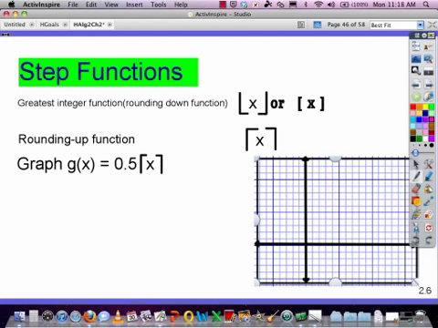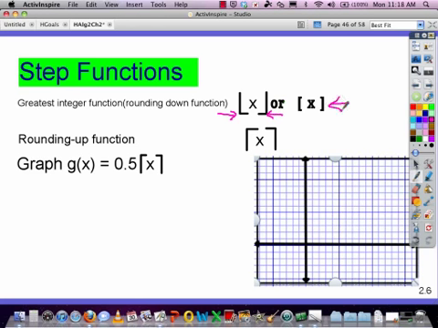Now, the difference in the symbols. You can see that for the rounding down function, your little corners are at the bottom. That's probably the most popular way and symbol to use for a rounding down function.